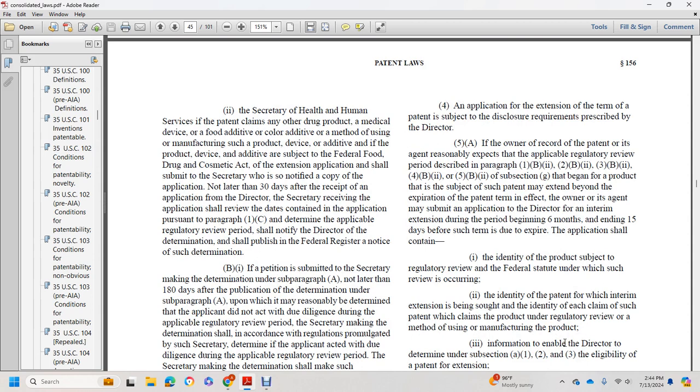For an application for extension of the term of a patent, subject to the disclosure requirements prescribed by the Director, if the owner of the patent or its agent reasonably expects that the applicable regulatory review period described in paragraphs 1B2, 2B2, 3B2, 4B2, and 5B2 of subsection G will continue beyond the expiration of the patent term, the owner or agent may submit an application for interim extension during the period beginning 6 months and ending 15 days before the term expires. The application shall identify the product subject to regulatory review and the federal statute under which the review is occurring.